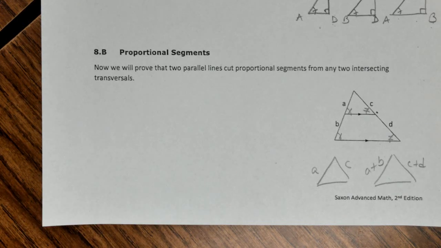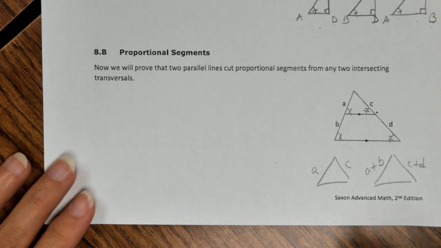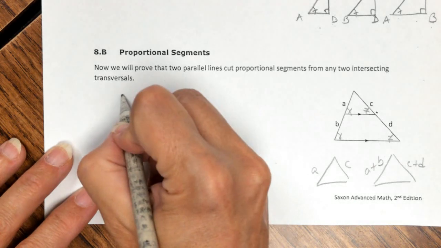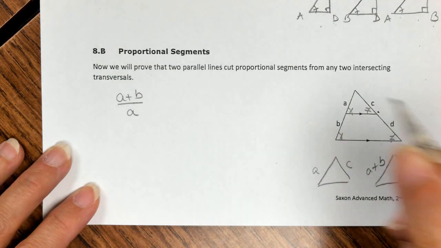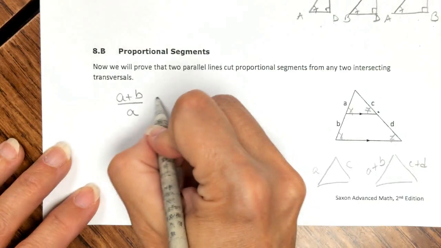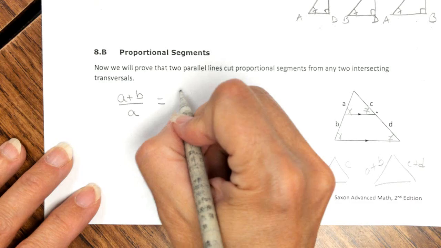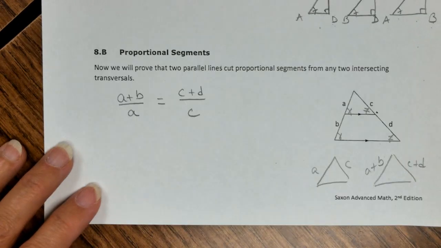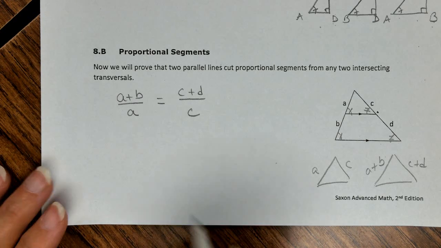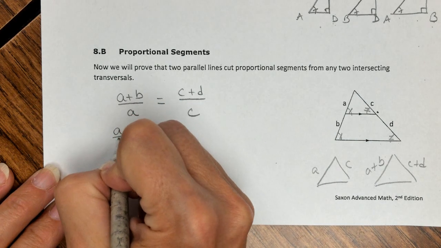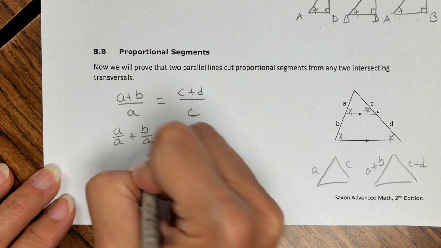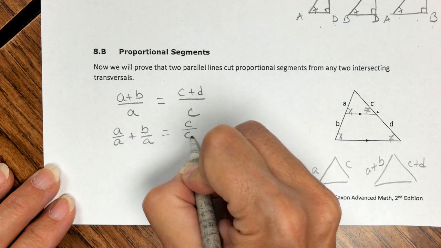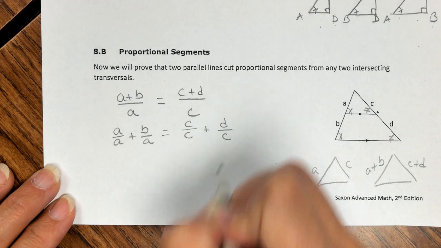And we know if these are similar triangles, which we already know, that those sides of those triangles are proportional. Therefore, we could say A plus B over A, okay, left side over left side, equals right side over right side. And then we just need to simplify these. This is the same as A over A plus B over A equals C over C plus D over C.